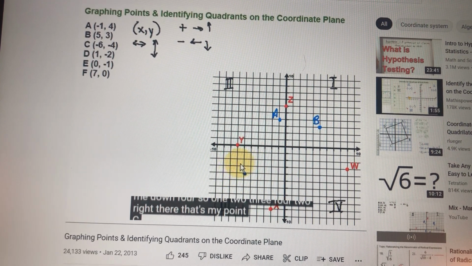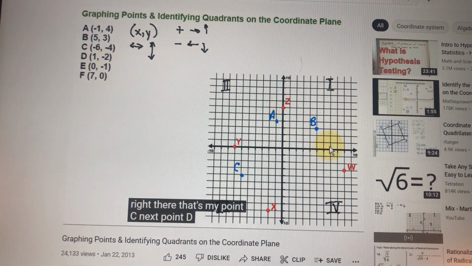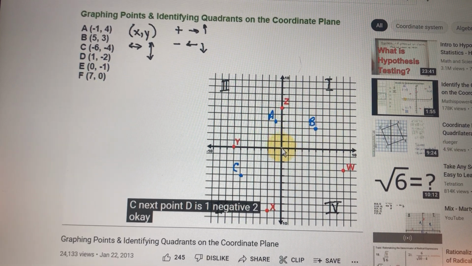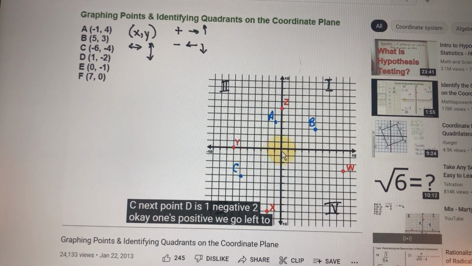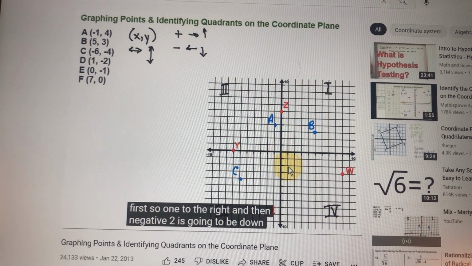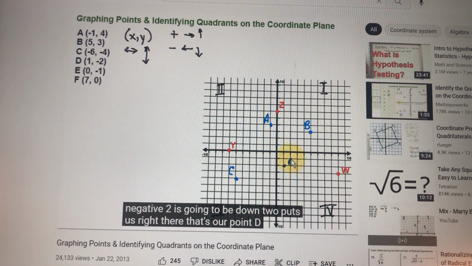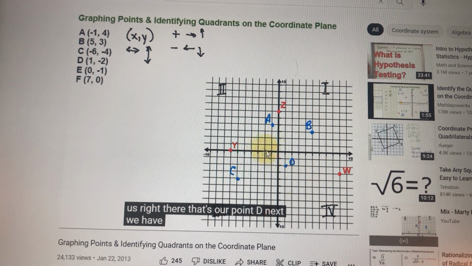That's my point C. Next, point D is 1, -2. Okay, 1's positive, we go left to right first, so 1 to the right, and then -2 is going to be down 2, puts us right there. That's our point D. Next, we have point E.